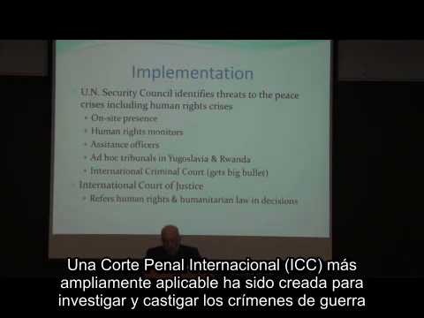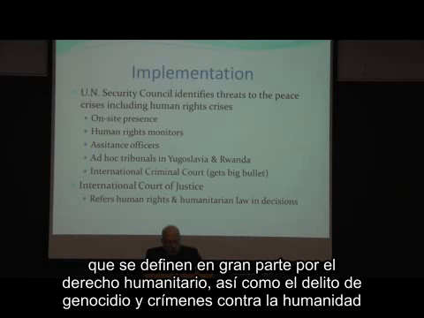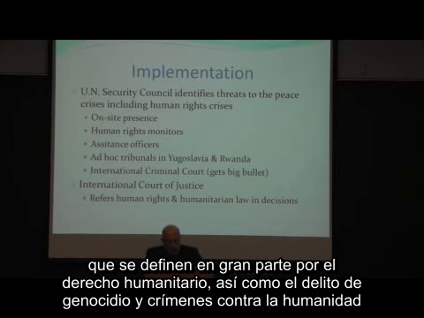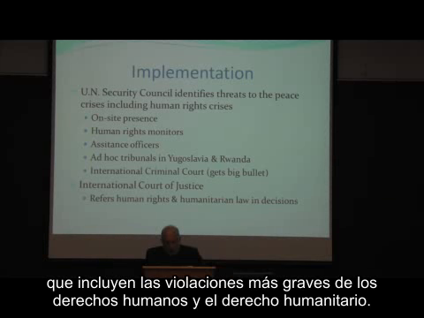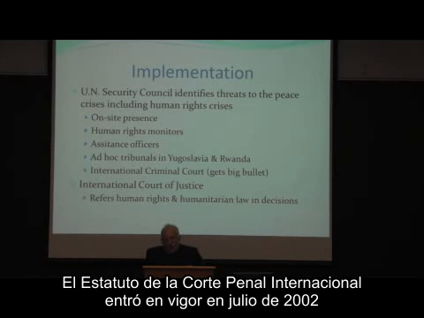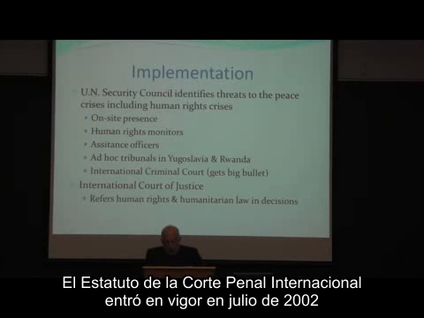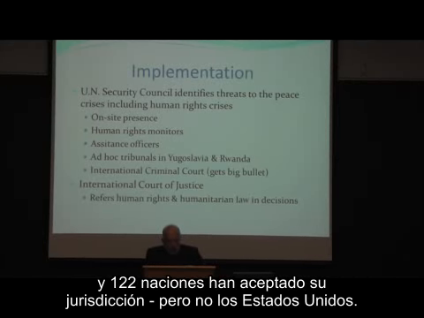A more broadly applicable international criminal court, as we all know, has been established to investigate and punish war crimes which are largely defined by humanitarian law, as well as the crime of genocide and crimes against humanity, which include the most serious violations of human rights and humanitarian law. The statute of the International Criminal Court came into force in July 2002, and 122 nations have accepted its jurisdiction, but not the United States.